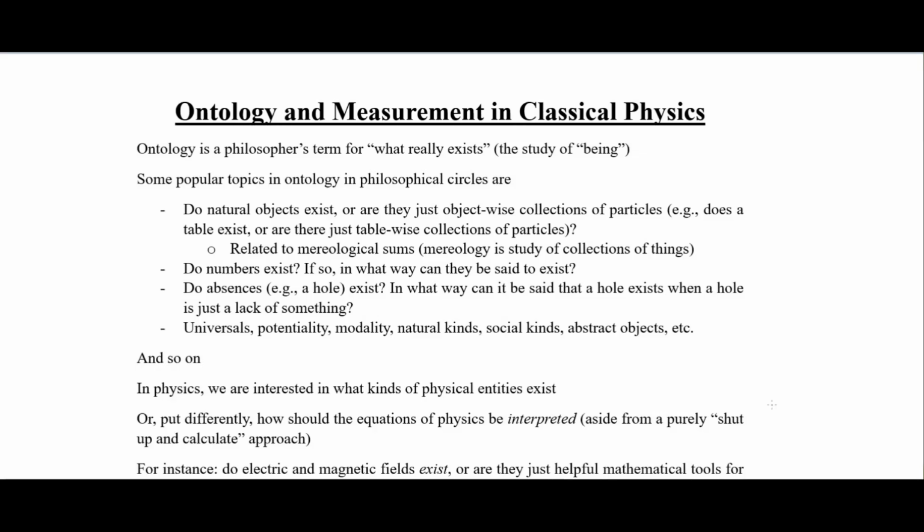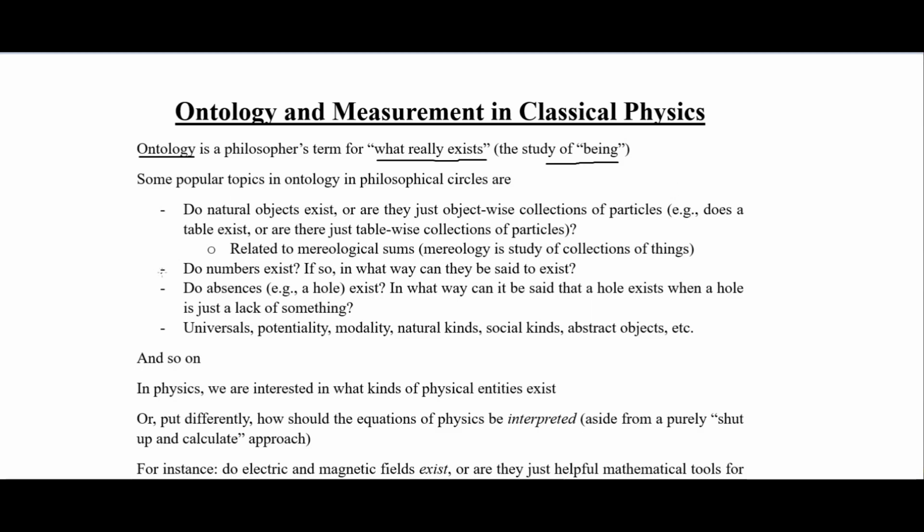In this video, I'm going to briefly introduce us to the concepts of ontology and measurements in classical physics. And so we'll start here with ontology. Ontology is a philosopher's term for what really exists. If you look it up, it'll probably say the study of being. By being, it just means, essentially, what are we committed to saying actually exists.